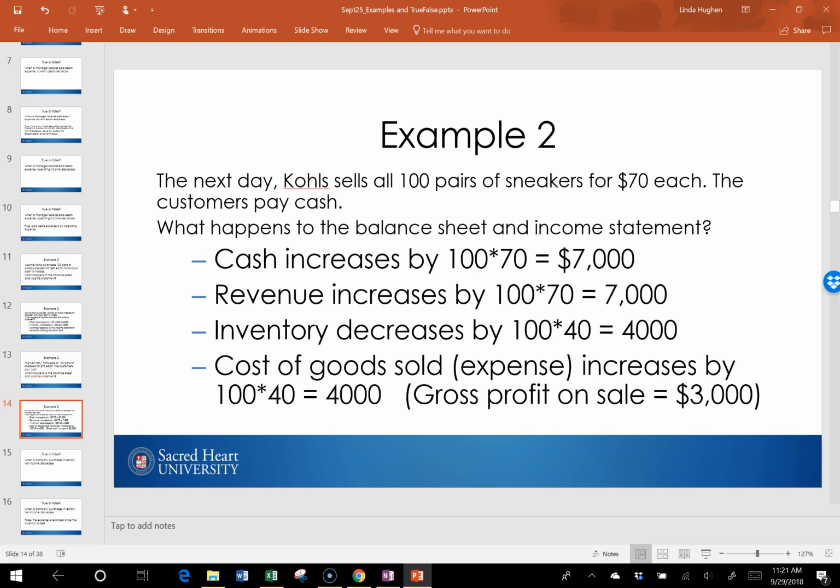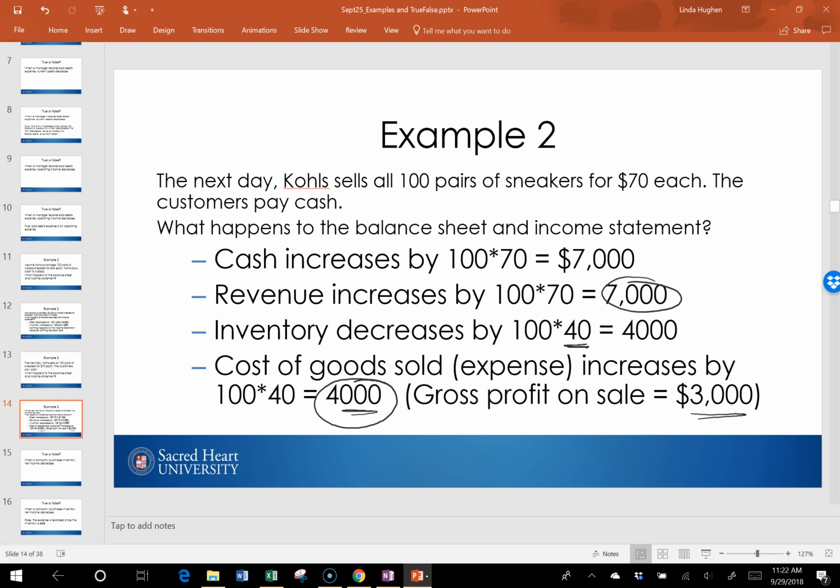Cash increases by 7,000, cash received from the customers. Revenue increases by 7,000. We just sold goods to customers. Inventory, the asset inventory, decreases by the cost, not the selling price of that inventory. And cost of goods sold, an expense, increases by 4,000. So increasing the expense reduces the net income. Income went up by 7,000 and down by 4,000, so we see that gross profit on the sale was 3,000.